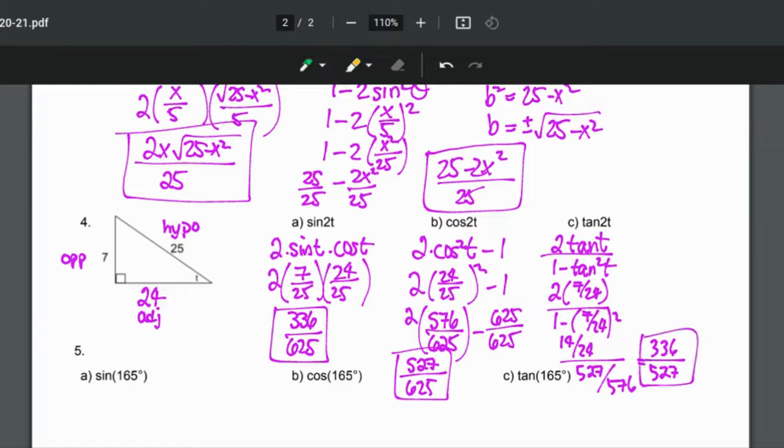The other way to do this problem is to remember that tangent is sine over cosine. So we could do sine of 2t over cosine of 2t. And we've already calculated what are sine of 2t and cosine of 2t. So we could use our answers from part A and B to figure out part C. So I've just put in what we got for sine of 2t and cosine of 2t, and then you'll see that the 625s cancel. So you get 336 over 527, just like we got using the identity sheet formula.